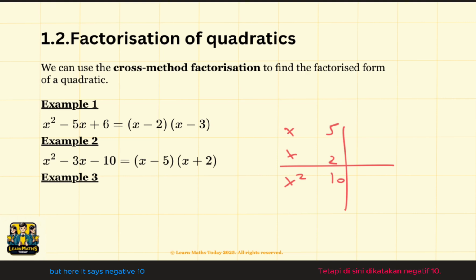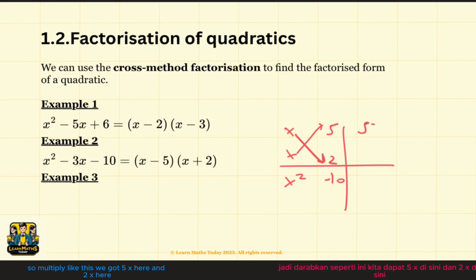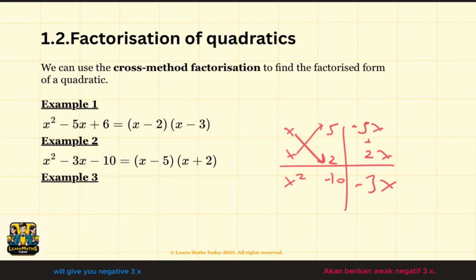But here it says -10. So one of these numbers must have a negative term in it. So multiply like this. We get 5x here and 2x here. Now to get our -3x, it means that this has to be -5x, as -5x plus 2x will give you -3x. Hence, the negative sign will belong here. And -5 times 2 gives you -10, which matches all the coefficients in this equation. Therefore, it's x minus 5 and x plus 2.